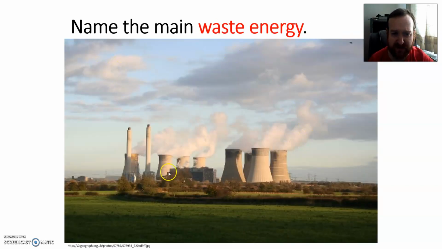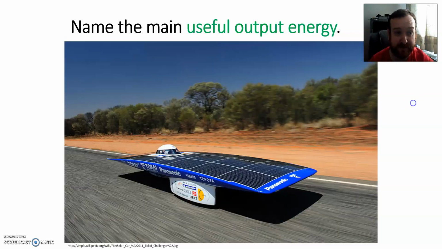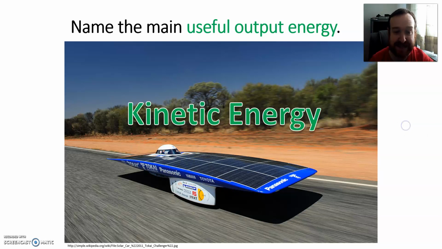The waste energy from this power plant. What's the waste energy? The waste energy is thermal energy or heat energy. Give yourself a tick if you've got that one. The useful energy from this car. A car needs to move, so the useful energy will be kinetic energy. Give yourself a tick if you've got that one. You can use the abbreviation K if you want.